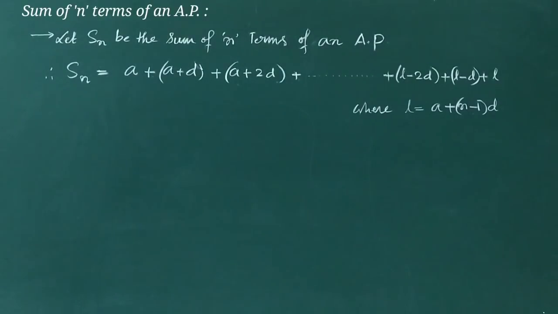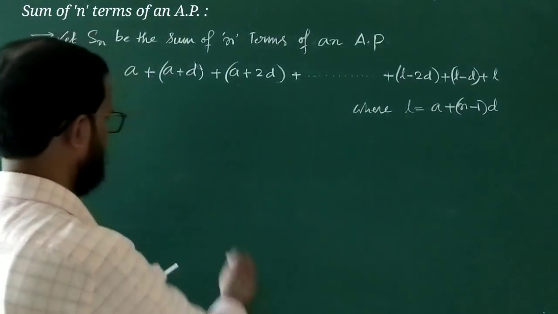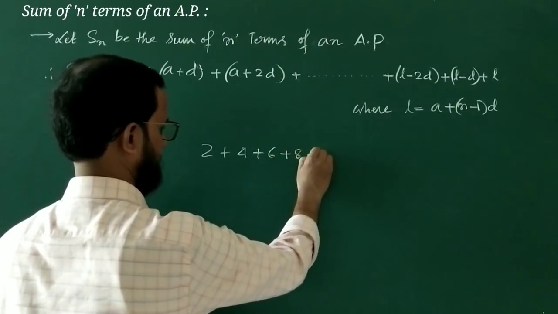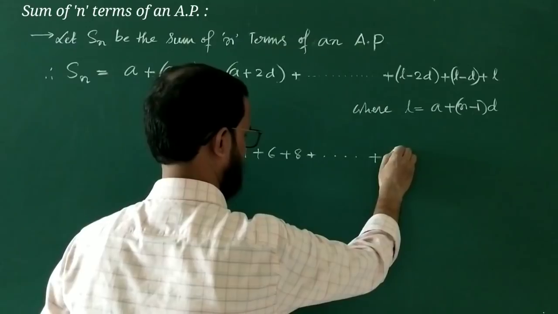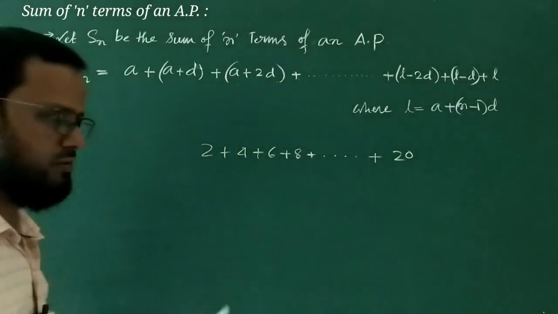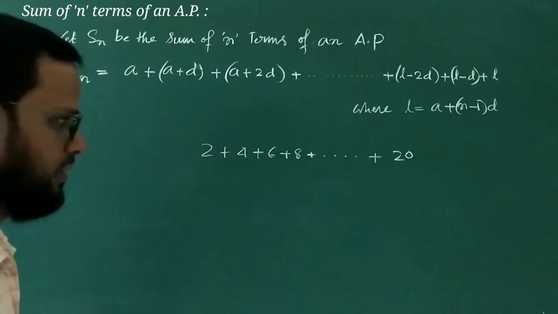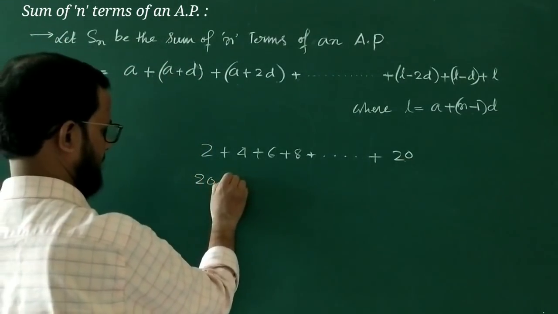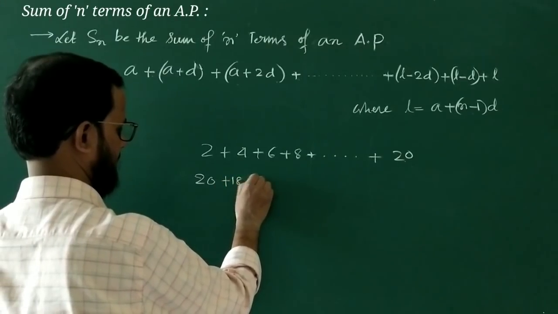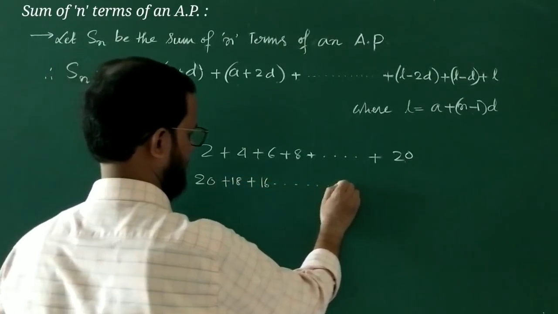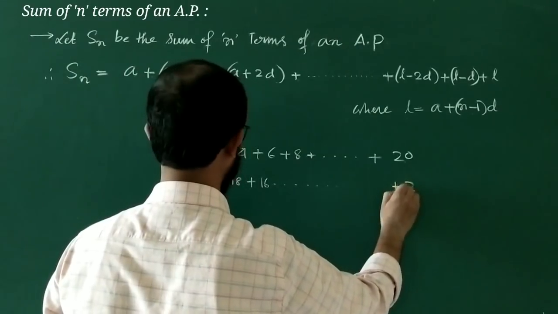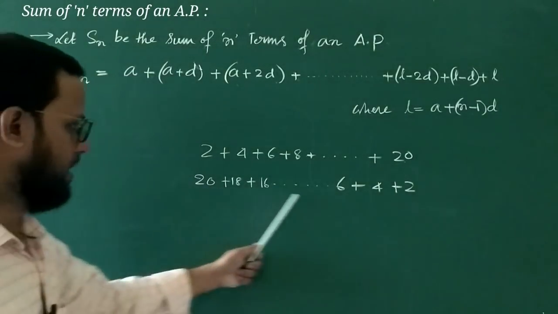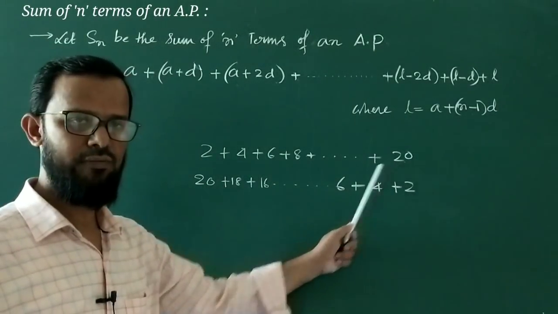Okay, now you see, this is the sum of, if I say, 2 plus 4 plus 6 plus 8 plus dot dot, suppose up to 20. So this is the sum of an arithmetic progression. Should I write this particular sum in reverse order, 20, then 18, then 16, in this way? The last term will be first, 2, then 4, then 6. Okay, same meaning. Its sum will also be the same sum. I have only written it in reverse order.